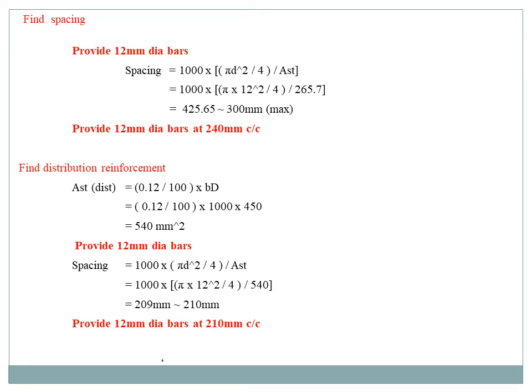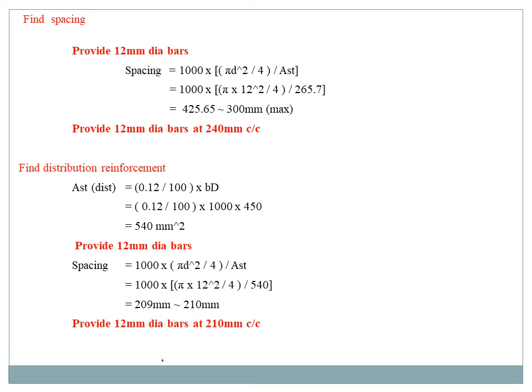Then find the distribution reinforcement. It is simple. AST minimum. This is the distribution reinforcement; we call it AST minimum also. So AST distribution is equal to, this is a constant formula, 0.12 divided by 100 into b into D. So 0.12 divided by 100 into b is equal to 1000 mm into 450 mm, we got 540 mm square.